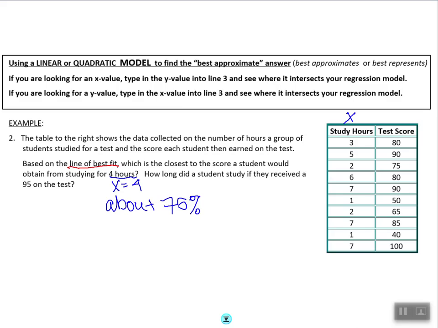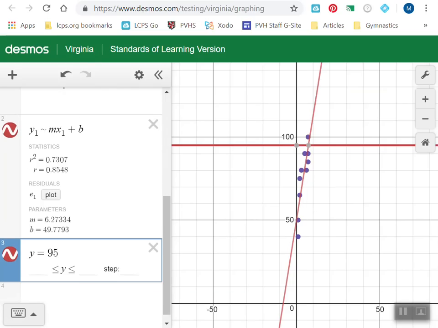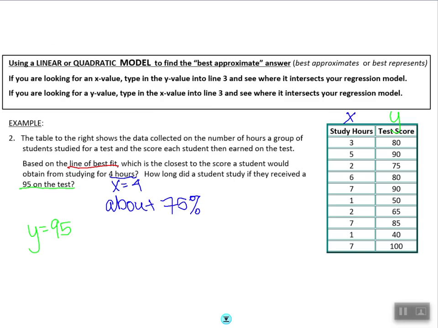The second question asks us, how long did a student study if they received a 95 on the test? So we know that their grade was a 95, and the test score is y. So we know y is 95. We want to know what x is. So let's go back to Desmos, erase x equals 4, and type y equals 95. And I want to see where this line intersects my line of best fit. I need to know the x value. So the x value is 7.208. So this person, if they got a 95, probably studied for about 7 hours.